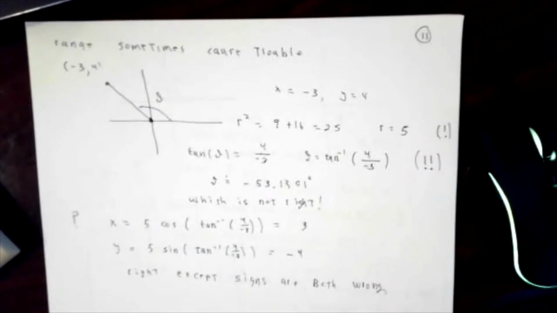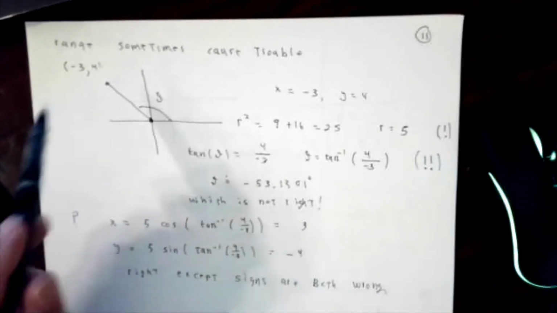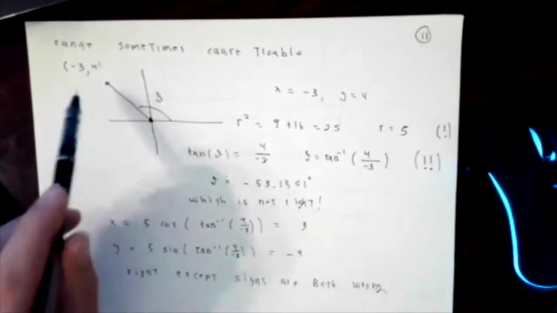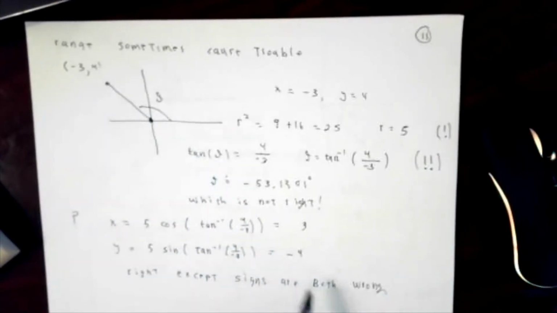If you go off and you do a sanity check like we did before, I'll let you do it on your calculator if you like. 5 times cosine inverse tan of 4 over -3 works out to be 3, and 5 times sine inverse tan of 4 over -3 works out to be -4. There's good news and there's bad news. The 3 and the 4 are sort of right, but they've got the wrong signs on them. X is -3, not +3. Y is 4, not -4.